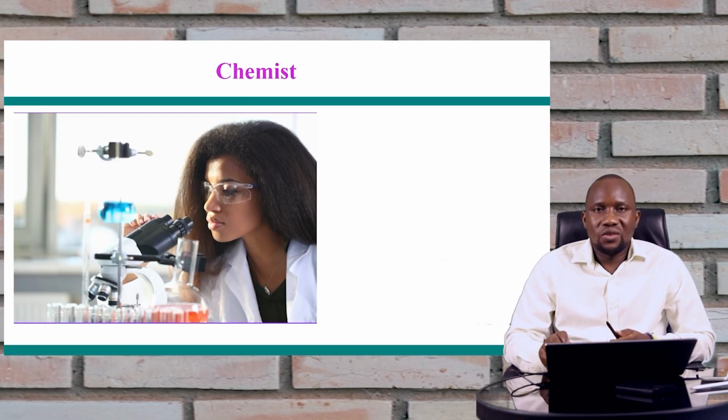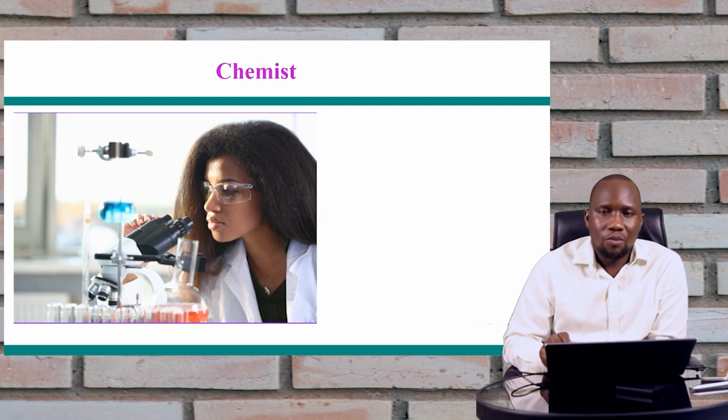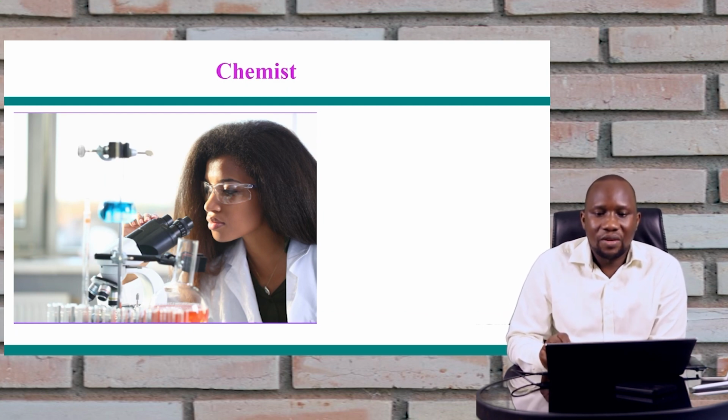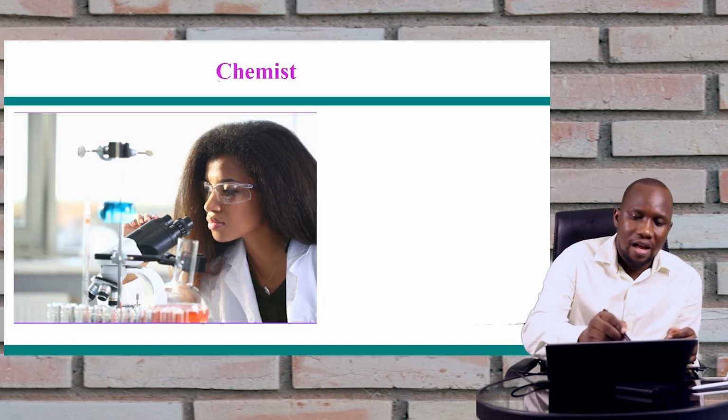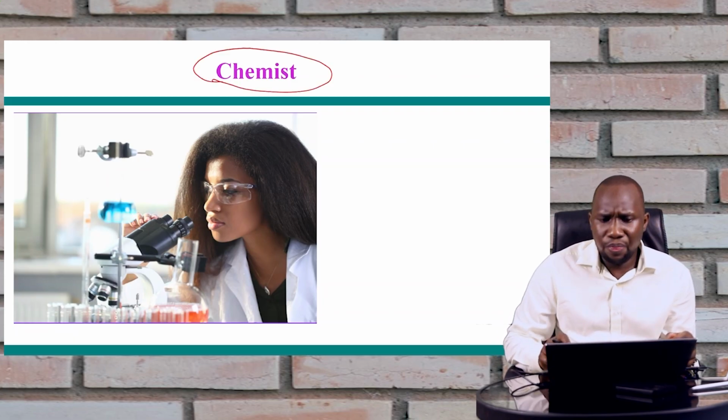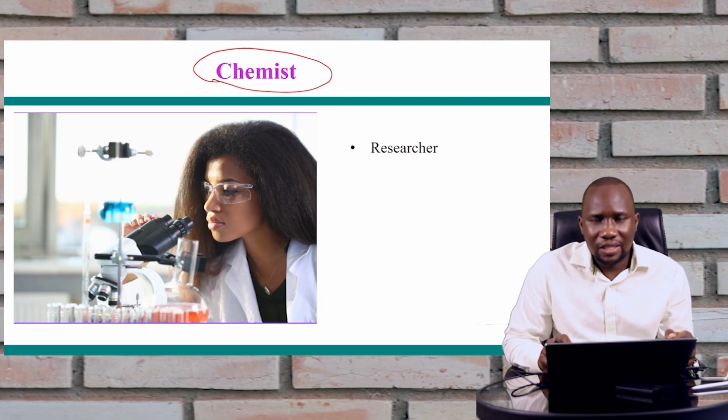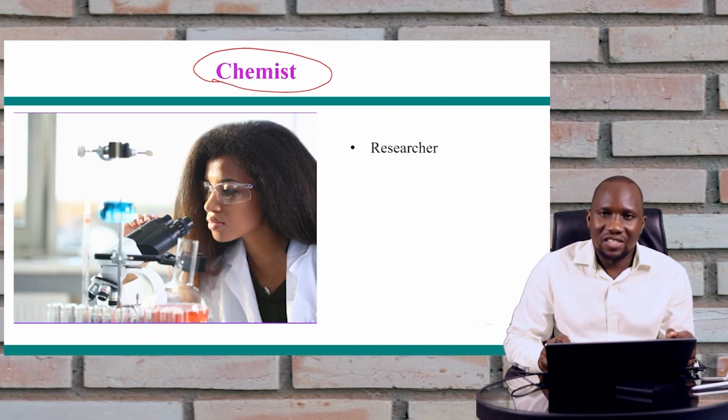So when you study chemistry, you become known as a chemist. So what are the opportunities that are available for you? You can work as a researcher. Okay, you can work as a researcher in different institutions, whether government agencies, whether it is in the NGOs, the non-governmental organizations, whether you start up your own private organization, or in academic institutions.